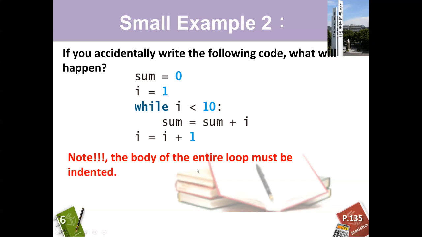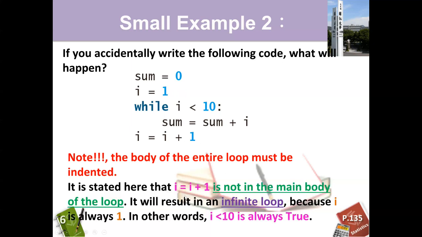So note, the body of the entire loop must be indented. And the statement I equals I plus 1 here is not in the main body of the loop. It will result in an infinite loop, because I is always 1. In other words, I smaller than 10 is always true. Always true, so it will do that again. You can jump or quit the infinite loop.